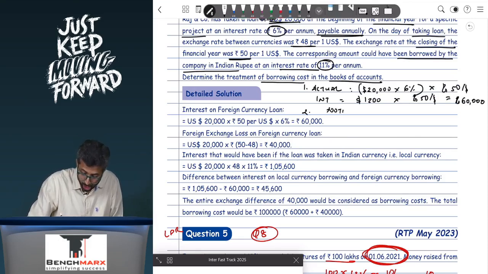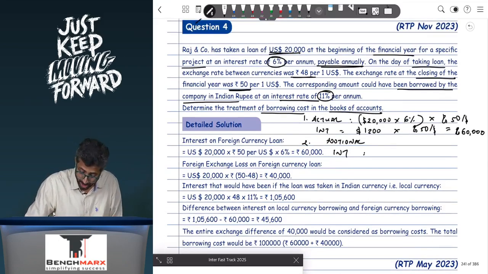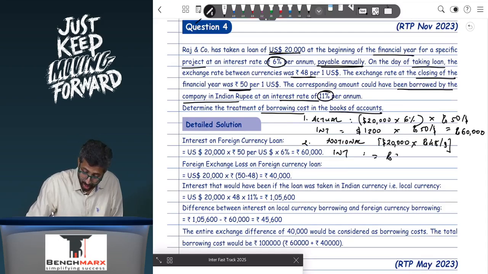Then I go to the notional interest. Now what is the notional interest? Well, the notional interest over here would be that had I taken this loan in India, well, I'm actually taking the loan in the US, but by the way, had I taken this in India, how much would be the rupee amount? Well, $20,000 into, when I took the loan, the rate was rupees 48 per dollar. And hence, had I taken the loan in India, I would have taken a loan of rupees 9,60,000, and hence into 11%, which would be the rate in India, I would have paid rupees 96,000 as interest.